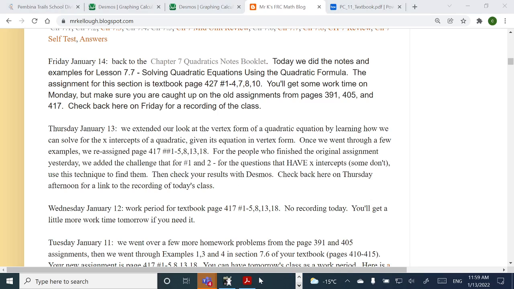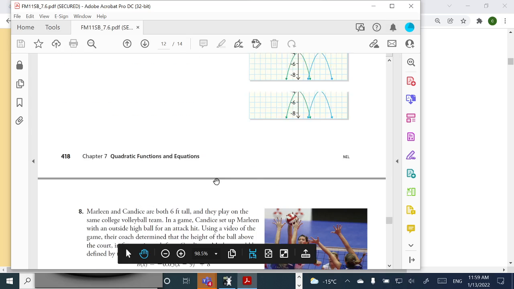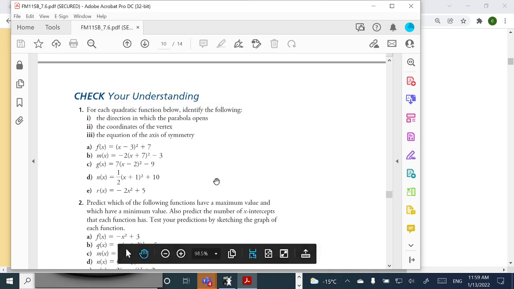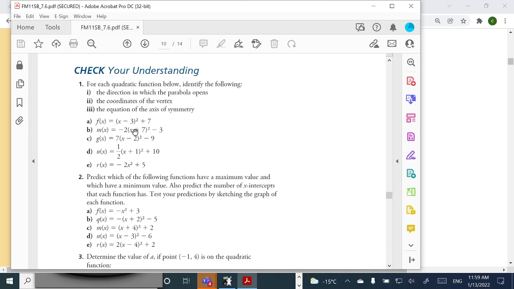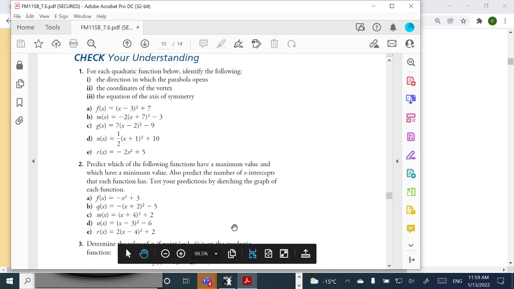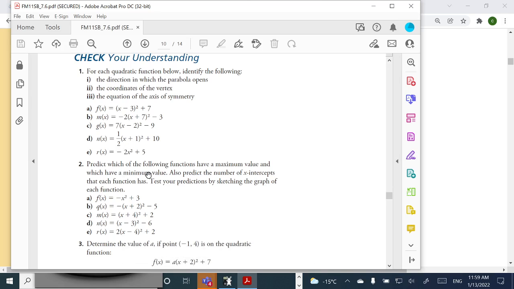So if you look again at, say, number 1 here, some of these didn't have x-intercepts, right? Same thing with number 2. Some of these didn't have x-intercepts. So for all of these, set these to 0, and then solve for your x, and then graph them on Desmos and check if you did it. So that's basically it for today's homework.